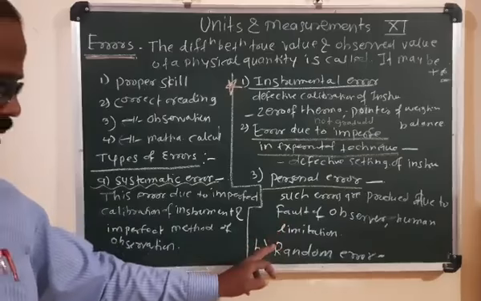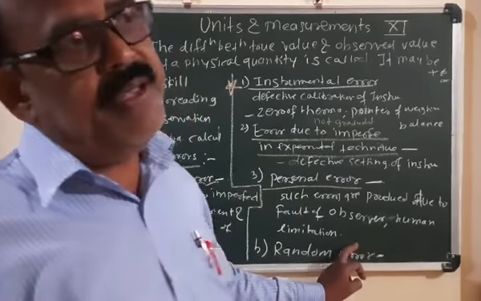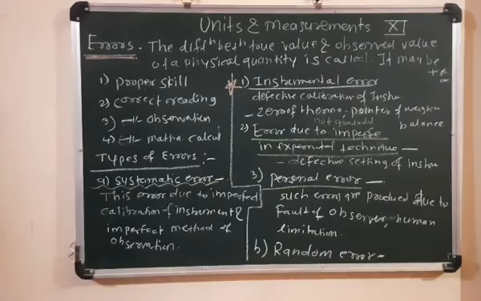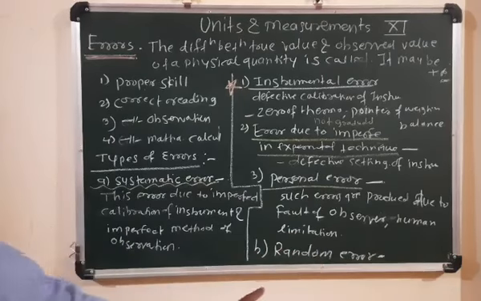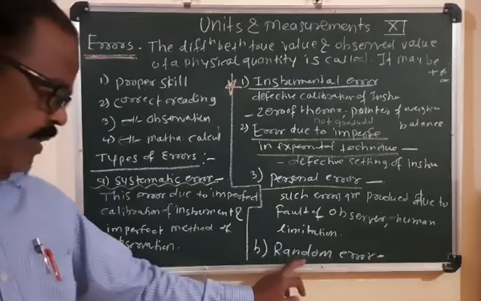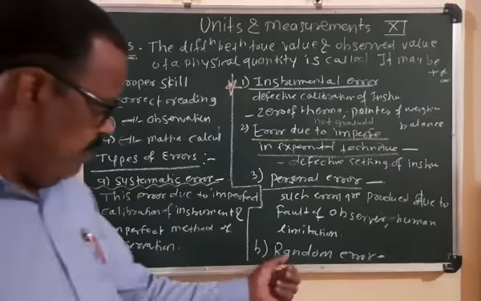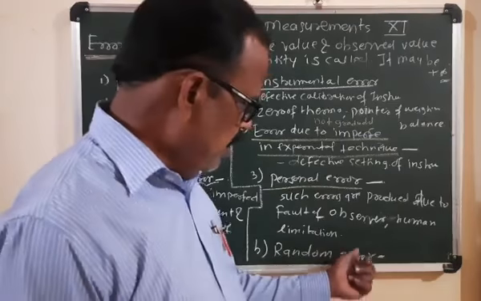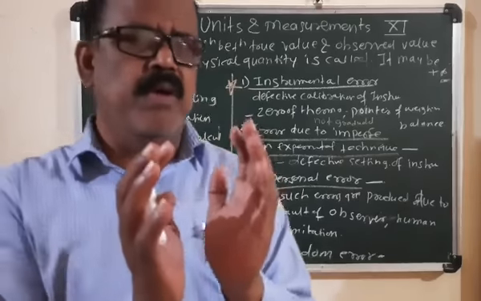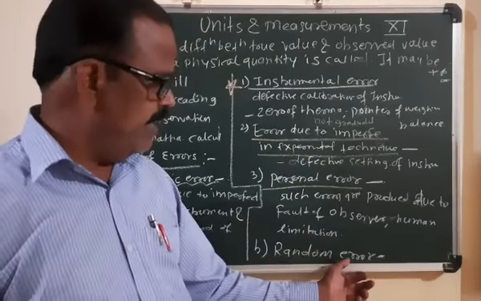Such a type of error cannot be eliminated, but it can be minimized. How to minimize this error? By taking a large number of readings and calculating their mean. Also, we have to use an instrument whose least count is very, very small. In this way, we can minimize the random error.